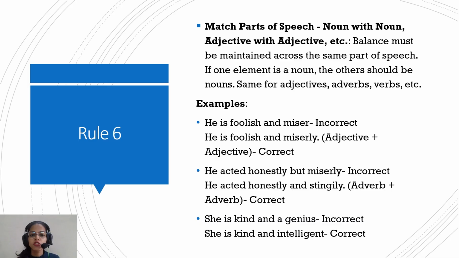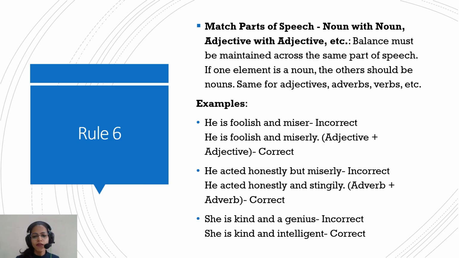Okay. So let's look at rule 6. Match parts of speech: noun with noun, adjective with adjective. So balance must be maintained across the same parts of speech. If one element is a noun, the other should also be a noun. If one element is an adjective, the other should also be an adjective. Same with adverb, verb, etc. So let's look at the example.